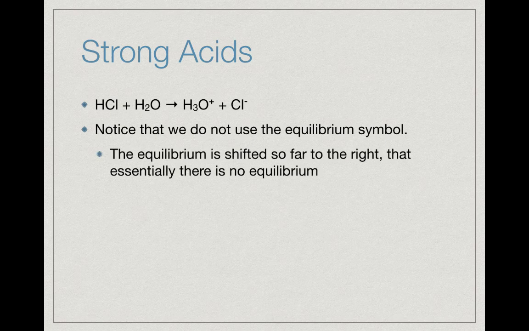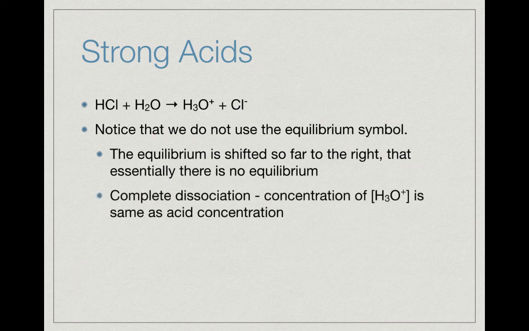So in reality, there is an equilibrium. There's pretty much always an equilibrium for any reaction, but the equilibrium is shifted so far to the right, and the amount of reactant left over is so small that we don't worry about that equilibrium. And so we essentially say that there's no equilibrium that exists with this reaction. We have a complete dissociation or ionization of the HCl, and as a result, with a strong acid, your concentration of the H3O plus ion is going to be the same as your initial acid concentration.